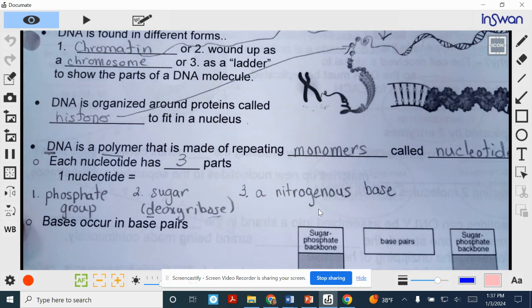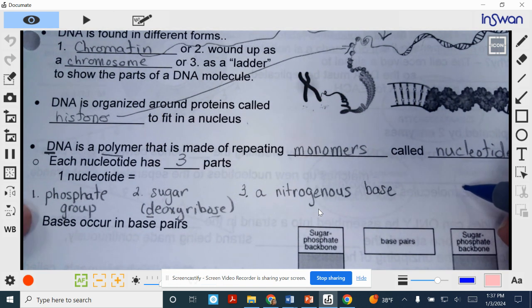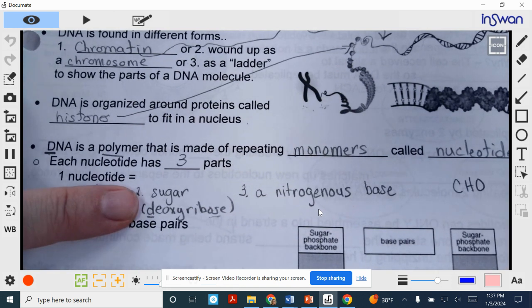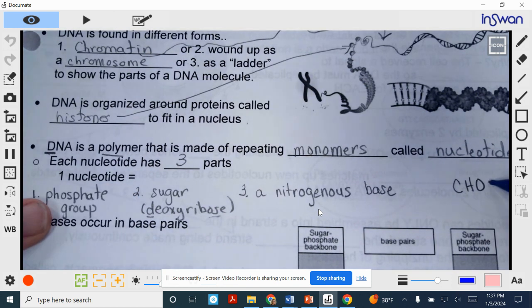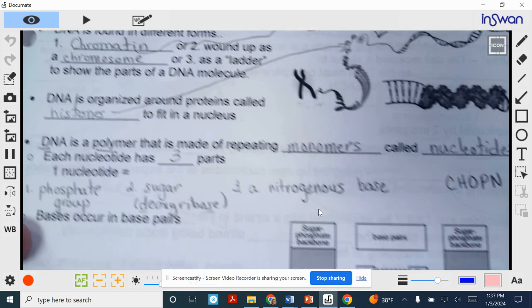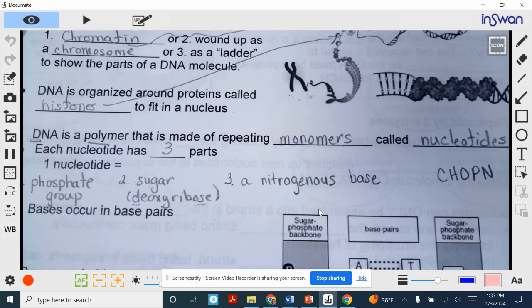Okay, so we see nitrogen atoms in bases. And if you remember, carbon, hydrogen, and oxygen are in sugars. So the sugar will have C, H, and O in it. And then the bases have nitrogen in them. And then we have a phosphate group that has phosphorus in it. That's where this CHOPN comes from. We learned that those are the elements found in nucleic acids: carbon, hydrogen, oxygen, phosphorus, and nitrogen.